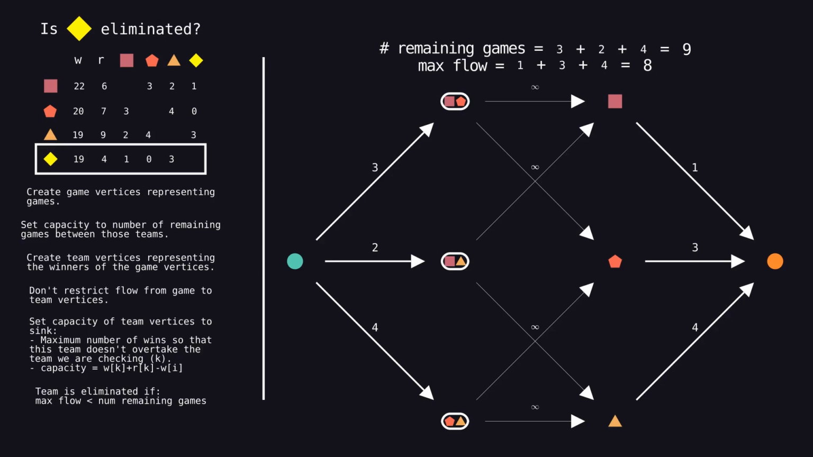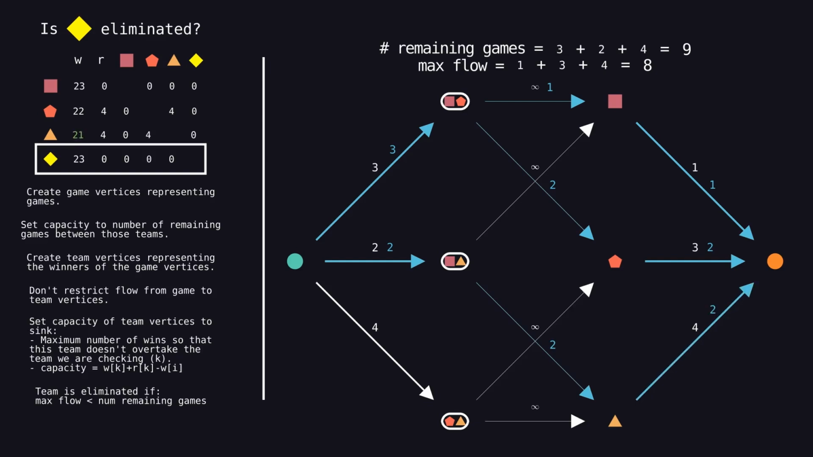Let's try it. Firstly, let's assume Diamond wins all 4 of their remaining games, so they are on 23 wins. I'll update this score sheet. Square and Pentagon have 3 games left against each other. We will let Square win 1 because they only have capacity to win 1 more game to not eliminate Diamond. Then Pentagon wins the remaining 2 games. Square and Triangle have 2 games left against each other. Square doesn't have room to win any more games or Diamond will be eliminated, so let's let Triangle win both of these.